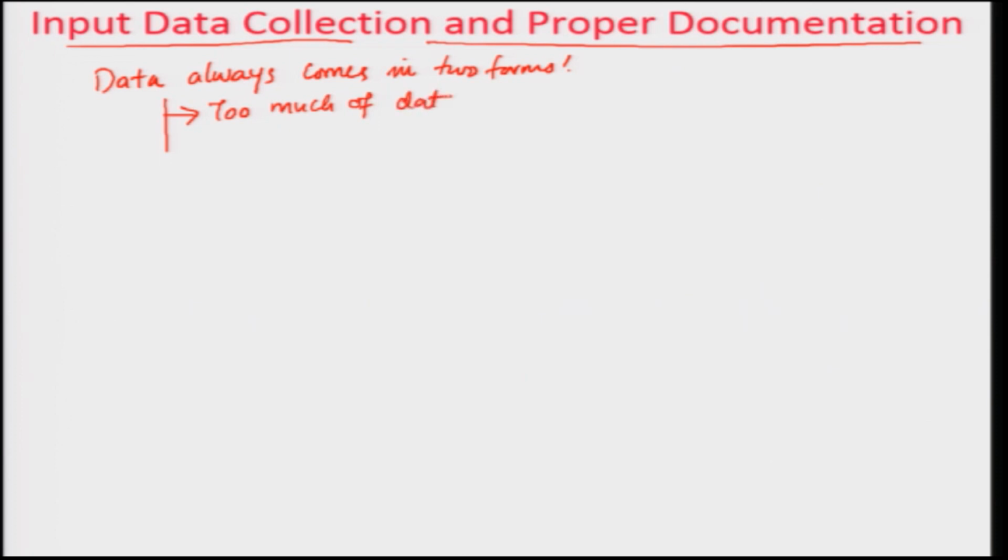Remember this, data always comes in two forms. In a simulation study, there are only two forms as far as we are concerned. Number one, too much data, or the other is too little data. So, in a simulation study you always have either too much data or too little data.